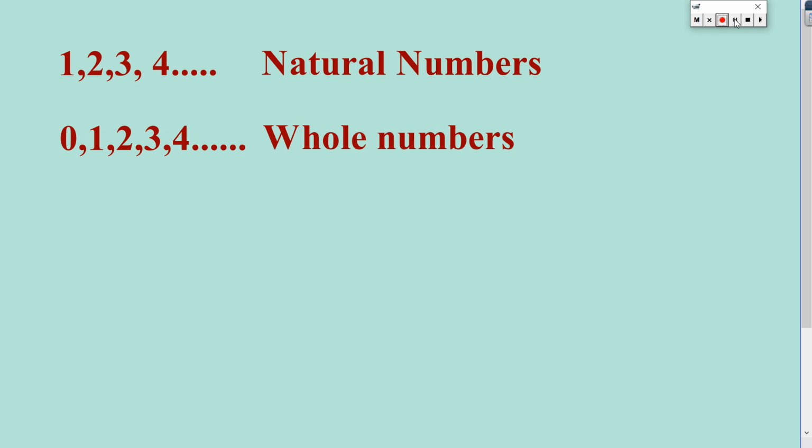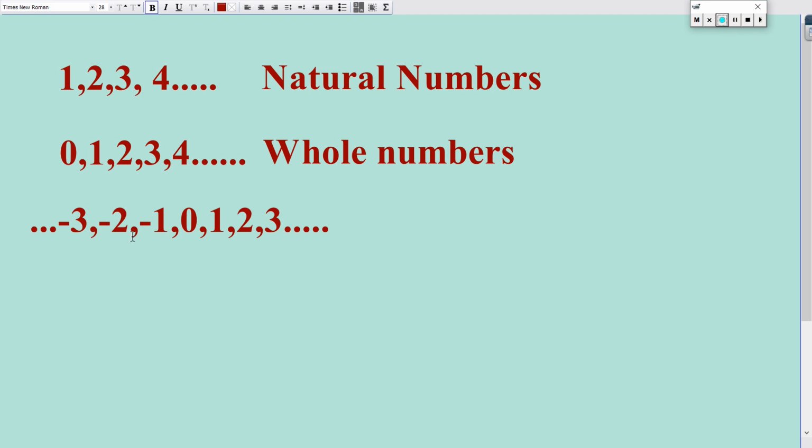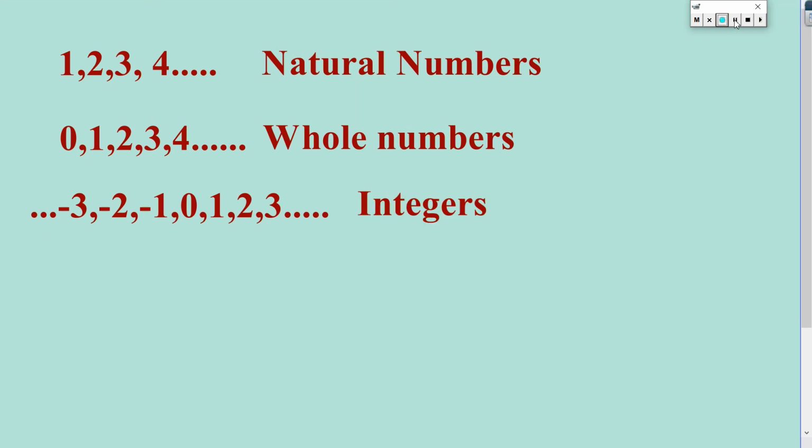Then we learned the numbers which are less than 0, and they are called negative numbers. Then our number system further extended as -3, -2, -1, 0, 1, 2, 3, etc. This number system we can call integers. And you also learned how to represent these integers on a number line. Let us see.